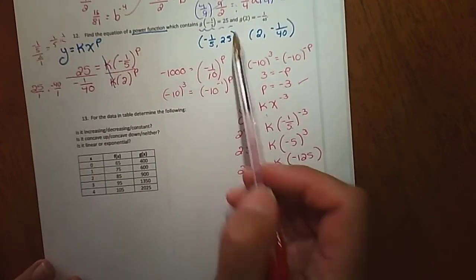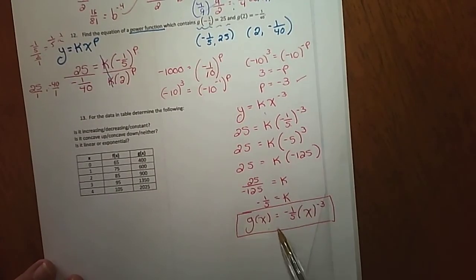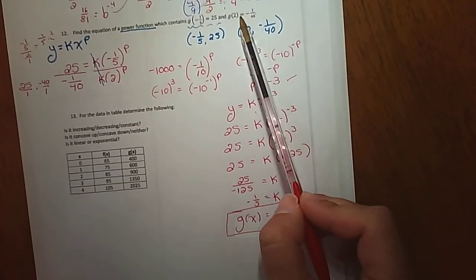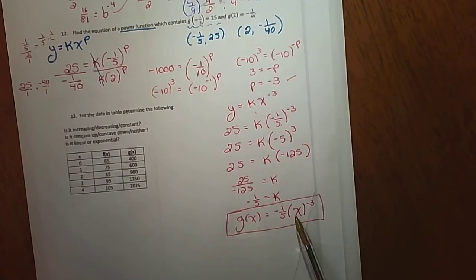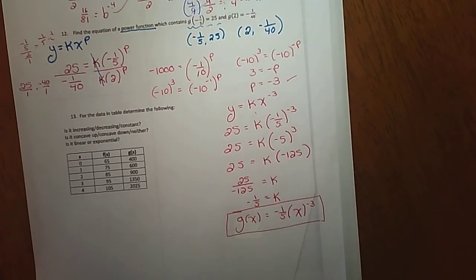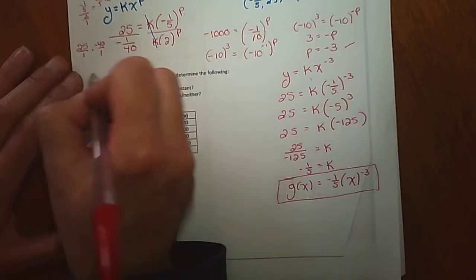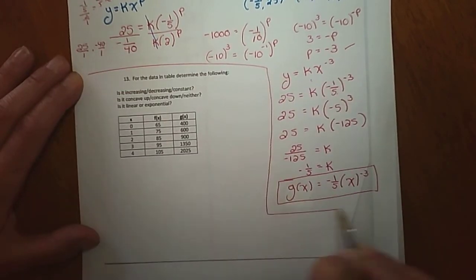Good way to check, if you plug in the other number into this, hopefully you get that as the answer. Right? If I plug 2 into this, 2 cubed is 8. 8 would flip it over, and you would get the negative 1 over 40. So you can check yourselves with these. And we'll be doing more of these in other packets. All right, and finally, I'm going to put a box on that.